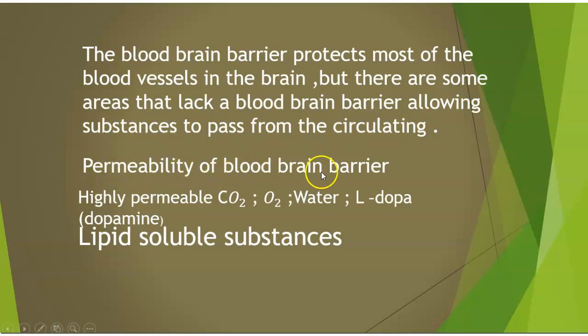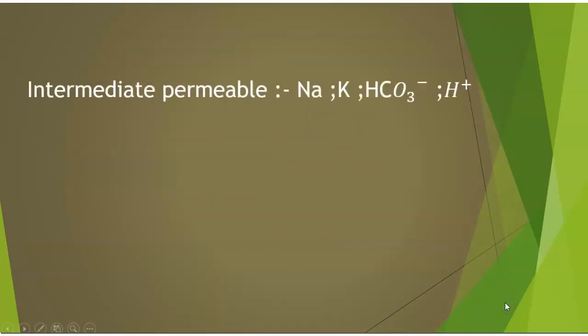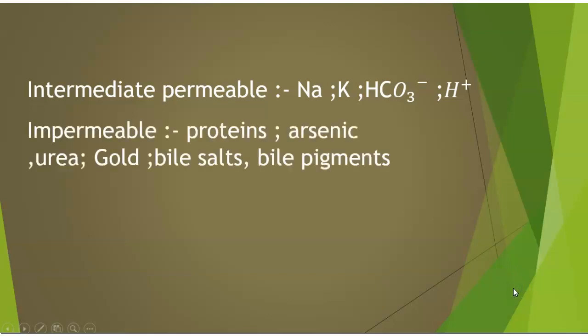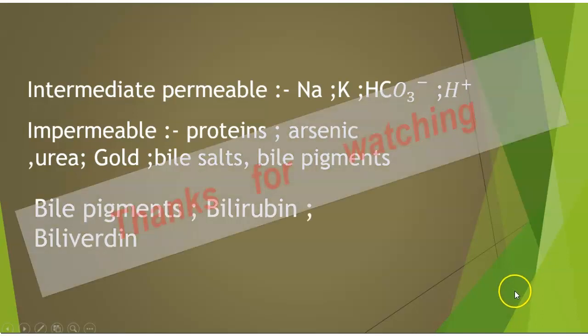Permeability of the blood-brain barrier: highly permeable to CO2, O2, water, and L-DOPA. It is not dopamine. Also lipid-soluble substances. Intermediate permeable: sodium, potassium, HCO3, H+. Impermeable: proteins, arsenic, urea, gold, bile salts, bile pigments. Bile pigments: bilirubin, biliverdin.